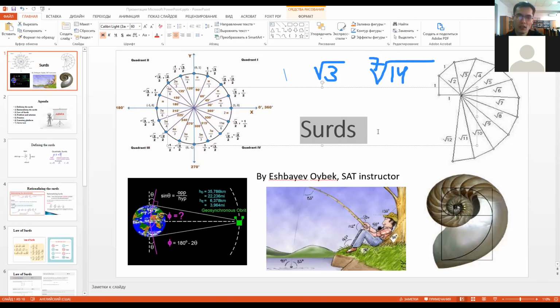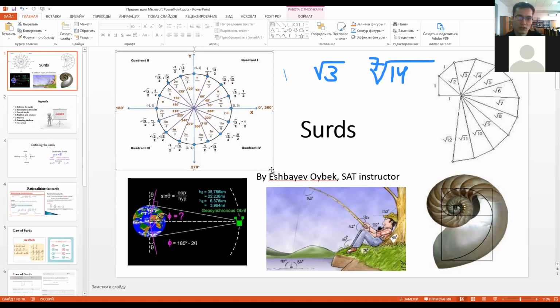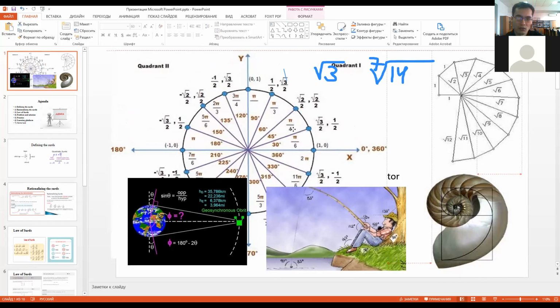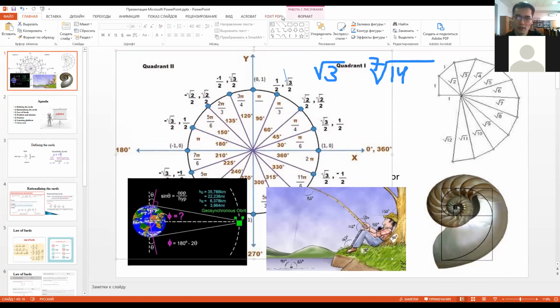In real life, you can use such surds. For example, in space exploration, you can use surds. Why? Because you know trigonometry. In trigonometry, you have these kinds of expressions. For example, here you can see surds, right? Because the values of the trigonometric functions are surds. That's why you have to work with surds.